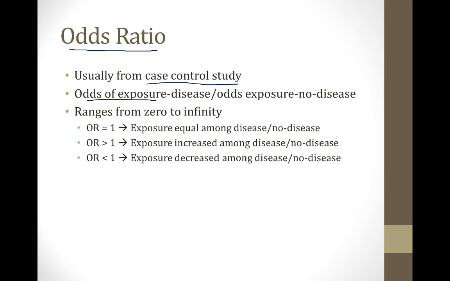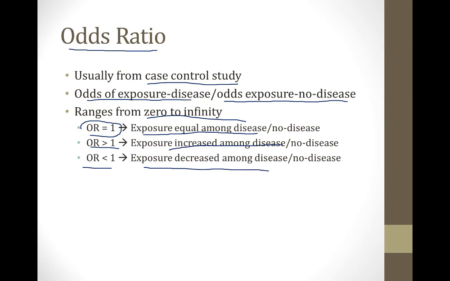It's the odds of exposure among disease patients divided by the odds of exposure among patients with no disease. And it ranges from 0 to infinity, just like the risk ratio. Once again, an odds ratio of 1 means exposure is equal among patients with disease and no disease. An odds ratio greater than 1 means exposure is increased among patients with disease, and an odds ratio less than 1 means there's less exposure among patients with disease compared to no disease.